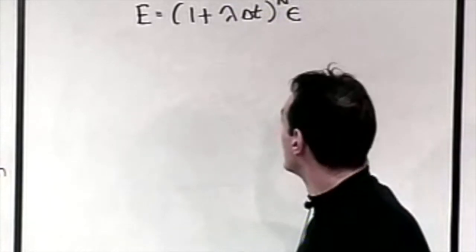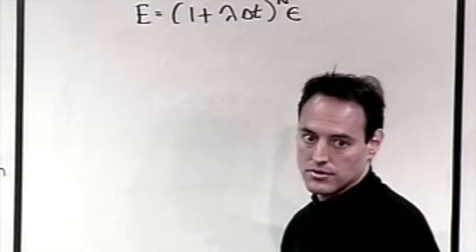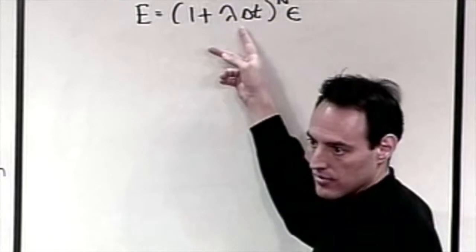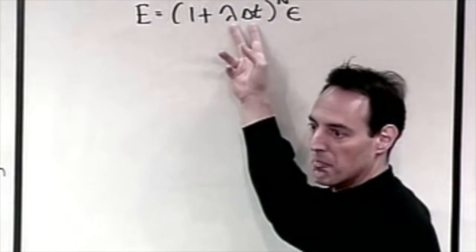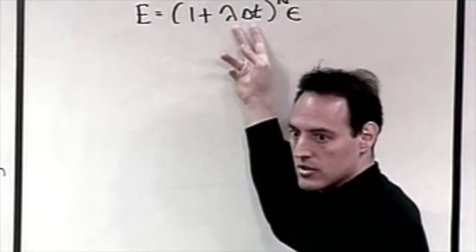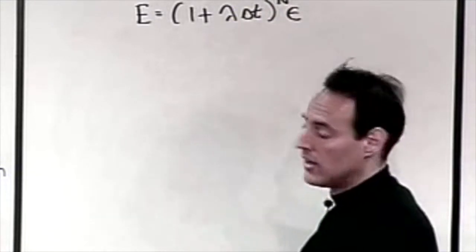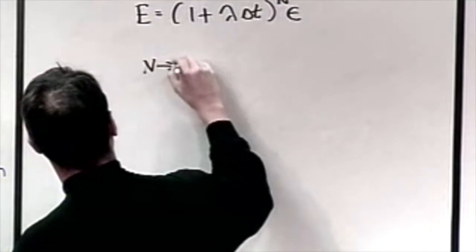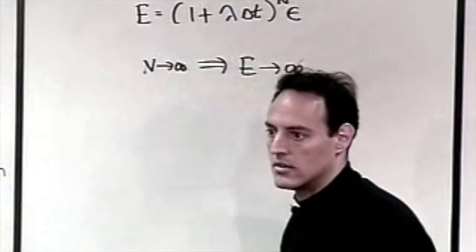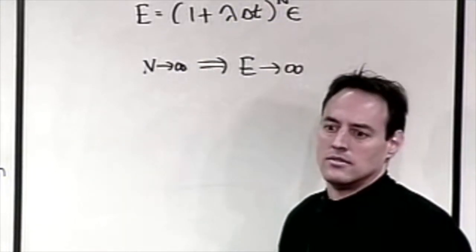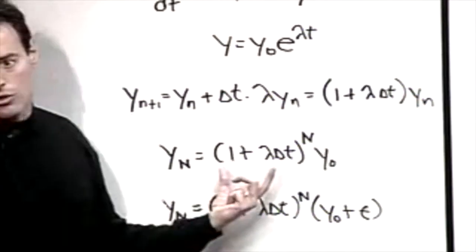Now, a couple things to notice. For lambda positive and delta t positive, what happens? Well, if these are both real positive quantities, then this is 1 plus something positive, so something bigger than 1, raised to the nth power as n goes to infinity. Then the error is going to go to infinity. That might not be such a problem, really, because in fact, if this is the case, what's happening to your solution? It's also going to infinity.